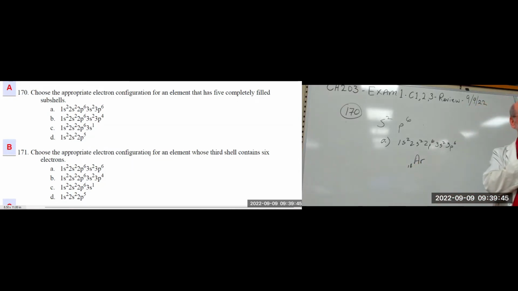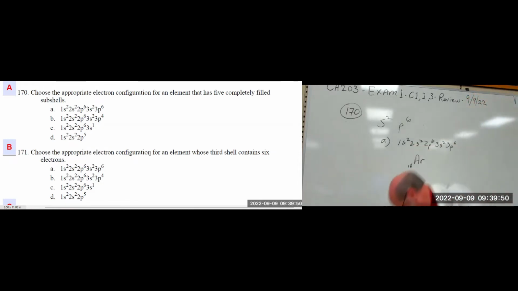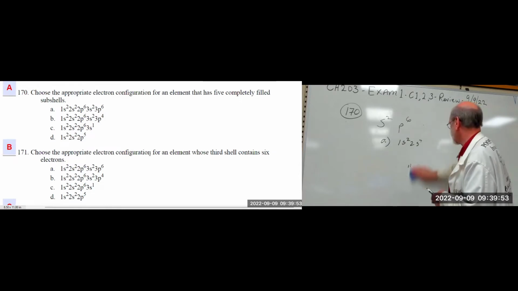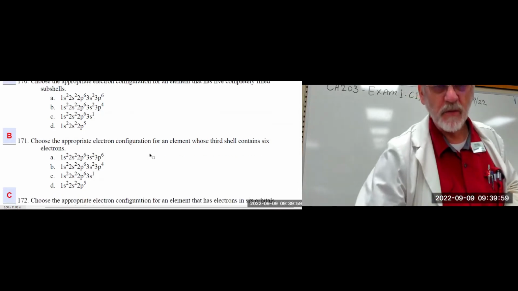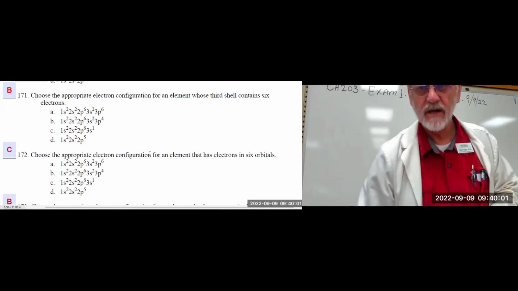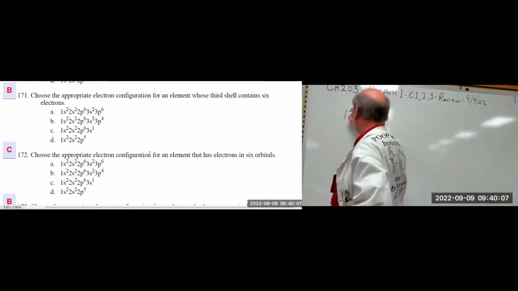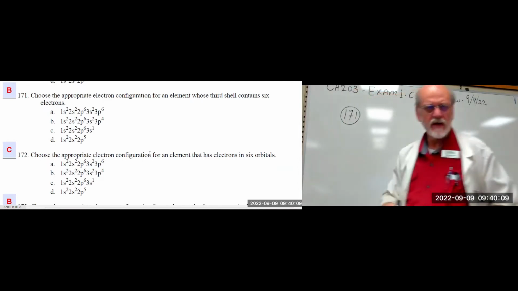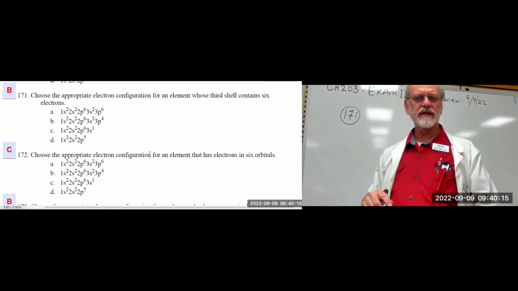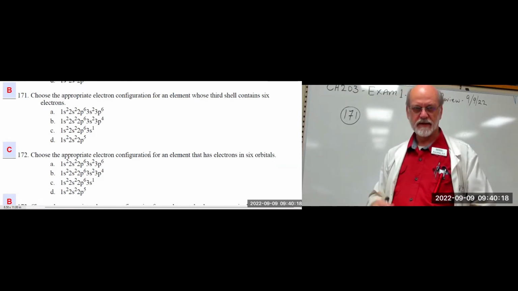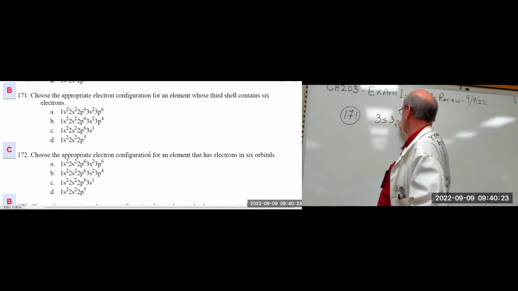Okay. That one's true. We did one more. Yeah. Let's see, 171. Okay, choose the appropriate electron configuration for an element whose third shell contains 6 electrons. Okay, so the third one would be 3S and 3P.